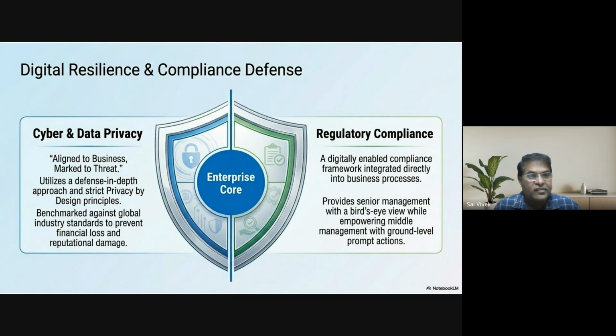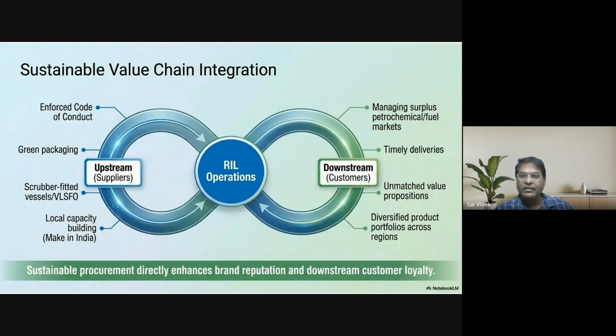And importance is given to cyber security and data privacy, and similarly to regulatory compliance as well. So this sustainable value chain integration is done both at the upstream as well as at the downstream. Whereas at the middle, you can see RIL operations, Reliance India. On the left side, you see upstream suppliers, whereas at the downstream, we see customers. And at the middle, we got operations, SIPOC: supply, input, operations, output, and customers. SIPOC analysis, we call this.